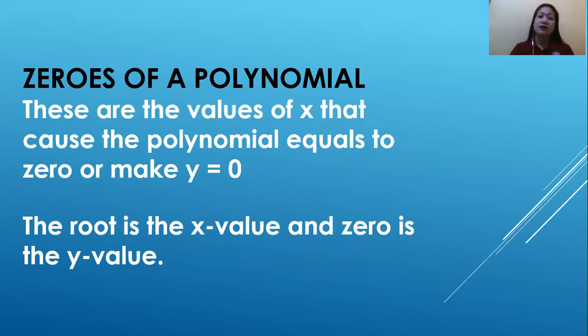How about zeros of a polynomial? These are the values of x that cause the polynomial to equal 0, or make the equation y equal to 0. That's why we are going to equate the said equation, or the factors of the equation, to 0 in order to get the root. So the root is the x value and the 0 is the y value.